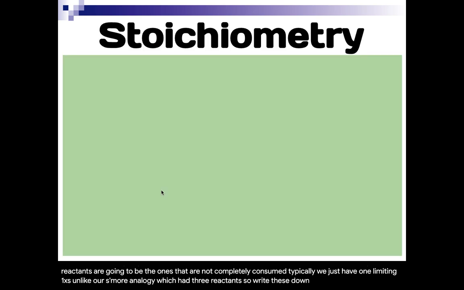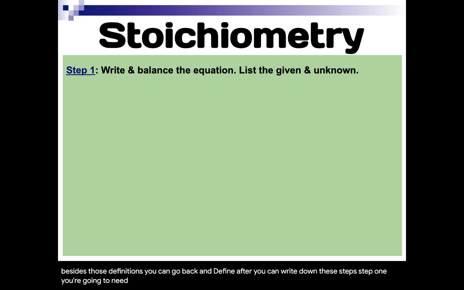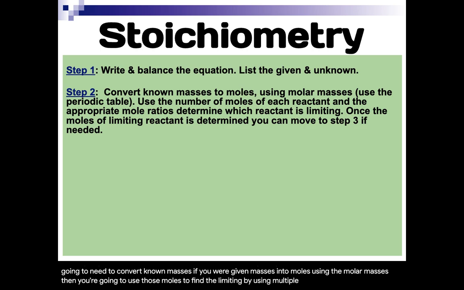So write these down. You're going to need these, besides those definitions you can go back and define after you watch the video. So get a piece of paper so you can write down these steps. Step 1, write and balance the equation, listing the given and the unknown. Step 2, convert known masses, if you were given masses, into moles using molar masses. Then use those moles to find the limiting reactant by using mole ratios, just like we did with the s'more analogy.